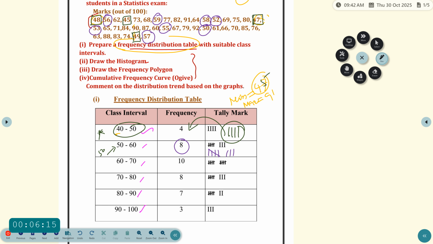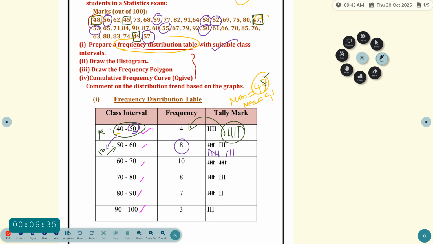Just keep in mind, you don't include the upper limit in this interval. Include the upper limit in the next interval. There are two kinds of classes, the excluded interval and the included interval. Here I have used the excluded interval. So the first frequency table is over.